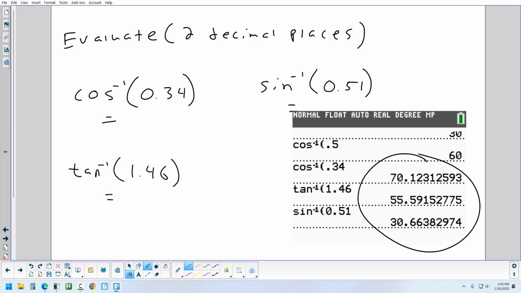So what's the inverse cosine of 0.34 to 2 decimal places? And we'll put a label on it if you need it. Yep, go ahead. 70.12 degrees. Yep. The calculator doesn't put the degree symbol, but you know you're in degrees because you can see it up above. How about the inverse tangent of 1.46? Yep, 55.59 degrees. And the inverse sine of 0.51. Yes, 30.66 degrees.